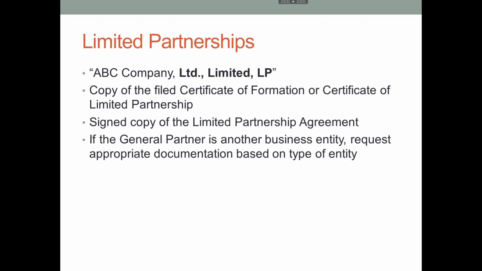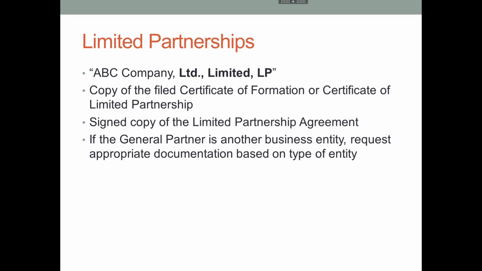Next, another common one we see is a limited partnership. This is going to be Ltd., limited, or LP. If you see any of these abbreviations or words, that is indicative of a limited partnership. So we're going to want a copy of the certificate of formation or the certificate of limited partnership, or a copy of the partnership agreement. And if the partner is another business entity, request appropriate documentation based on the type of entity.